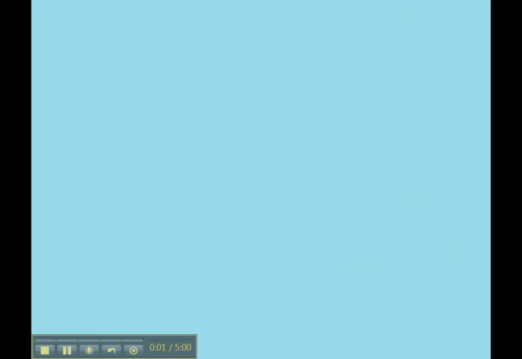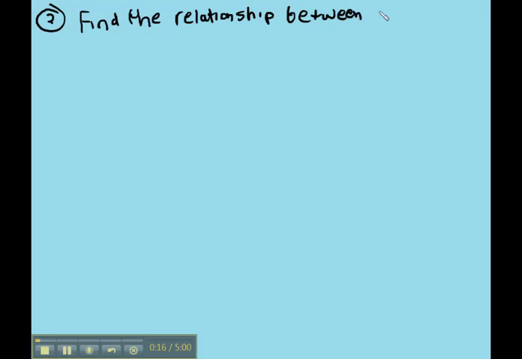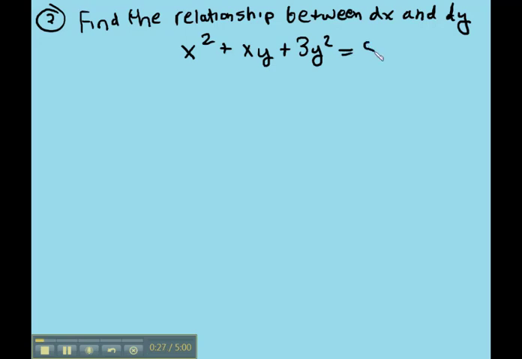Alright, so in this video I'm going to do another extra example, so number 2. I want to just review finding the relationship between dx and dy, since I know that implicit differentiation can be a little bit confusing. So let's say I have x squared plus xy plus 3y squared is 51.